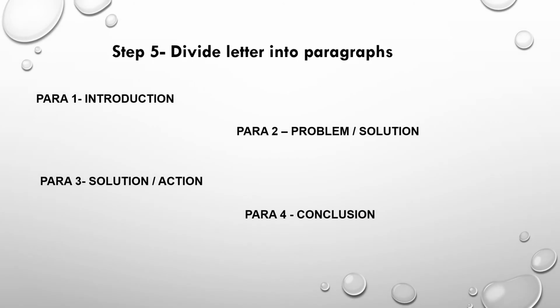Alright, step 5 is to divide your letter into paragraphs. The first paragraph will be an introduction, like we talked about. The second will be a problem or a solution. There are 3 bullet points in the question, so you have to answer all 3 bullet points. In the second paragraph, you can talk about the problem and what solution you might have.